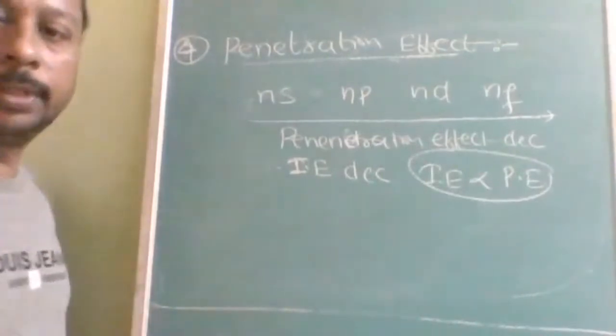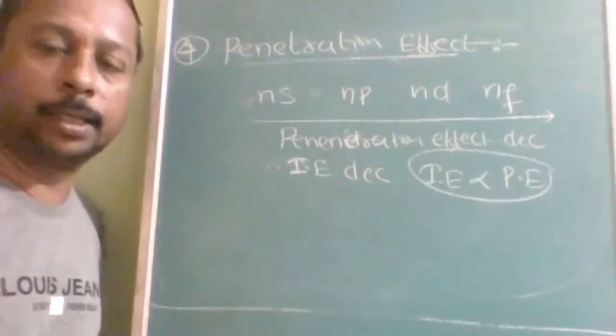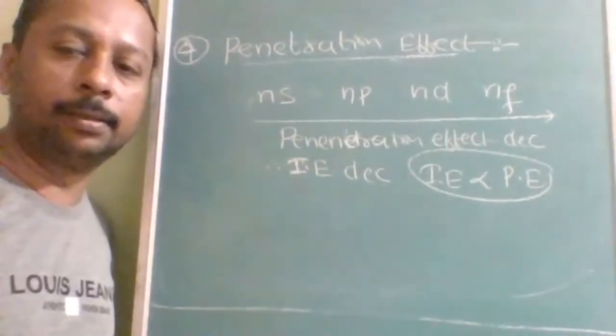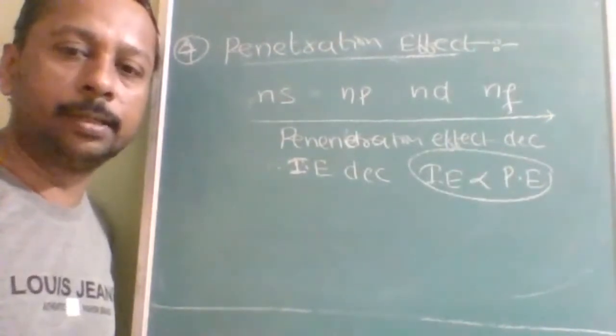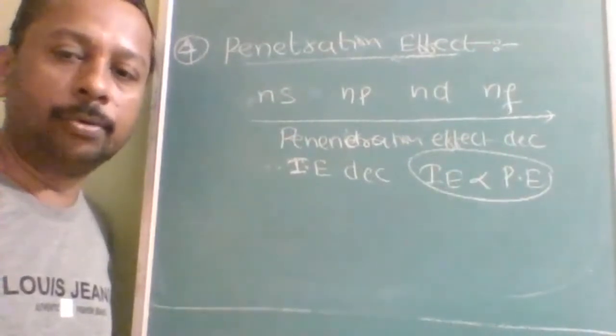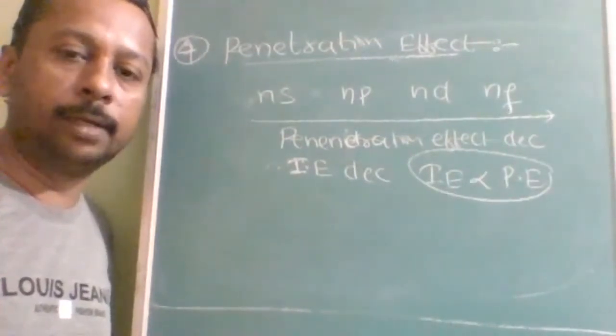Okay, I am using shortcuts. I think you can understand it that way. P means penetration effect. NC means nuclear charge, like that, shortcuts I am using. So it is better to write the full form. Yourself you can write full forms.